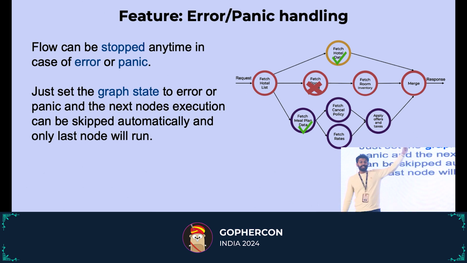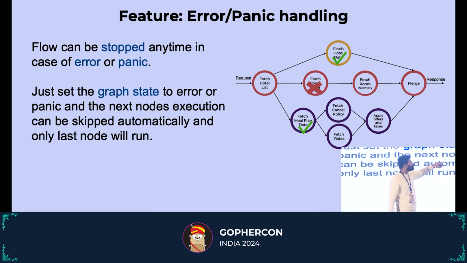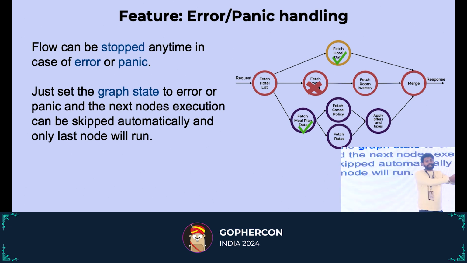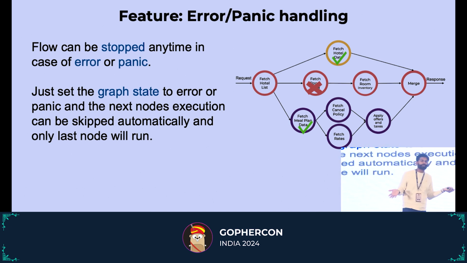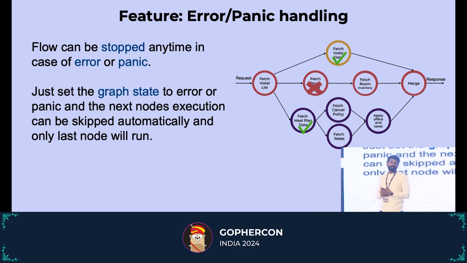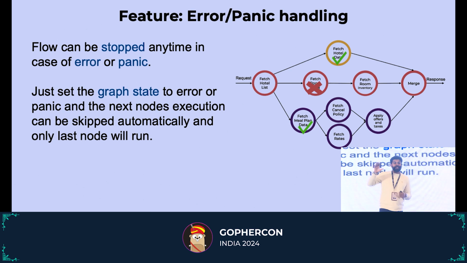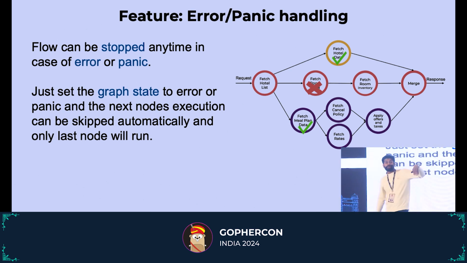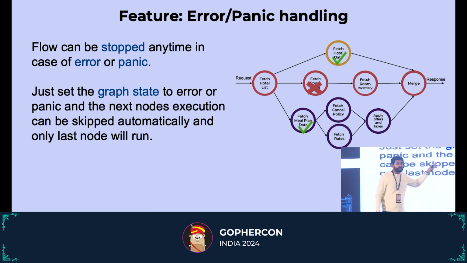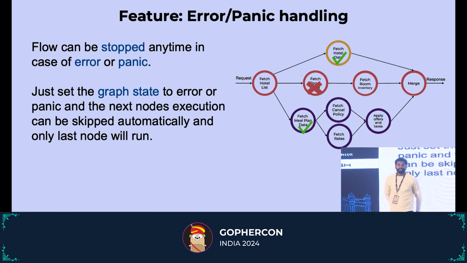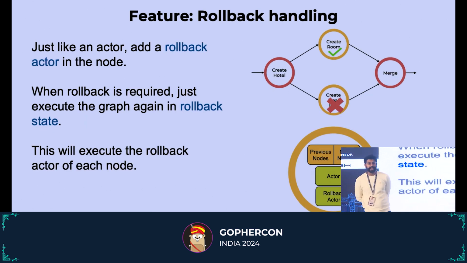If I go the traditional way, I will have to use a lot of channels to transfer data, to give a signal that we have to stop now because one of the APIs failed. But in this workflow, it becomes quite simple. How? We can just have a graph state at the graph level. We can set the graph state to an error or panic state, and then each node, before its execution, can check what the graph state is. Even parallel calls can stop their execution, avoiding unnecessary calls. So this is one of the very good features. Then, another feature: we introduced rollback handling also.